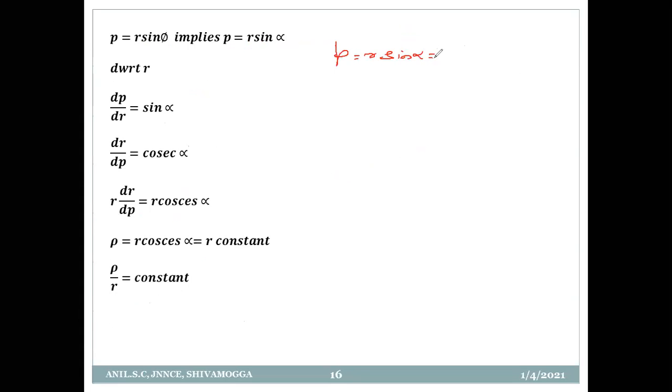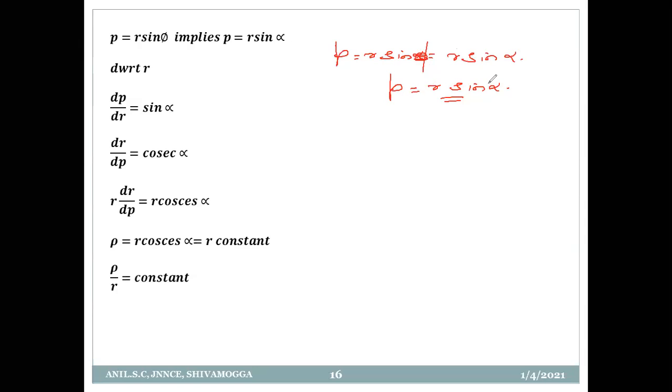And we just obtained that alpha is equal to r sin phi. We just obtained phi is equal to alpha. Therefore, p is equal to r sin alpha. This is the pedal equation. Theta is eliminated. p is equal to r sin alpha.